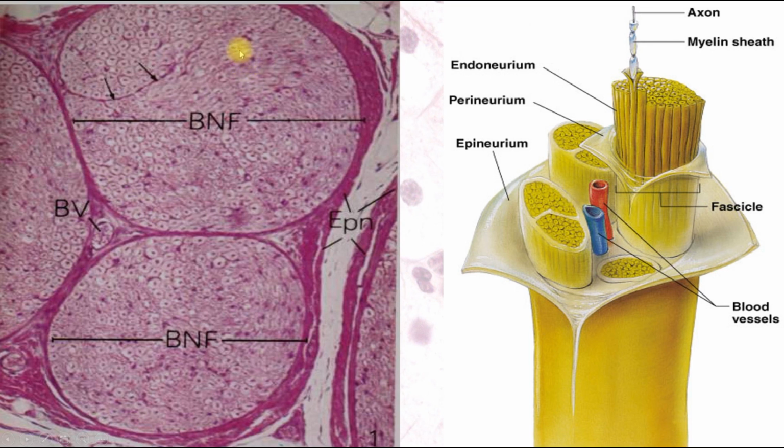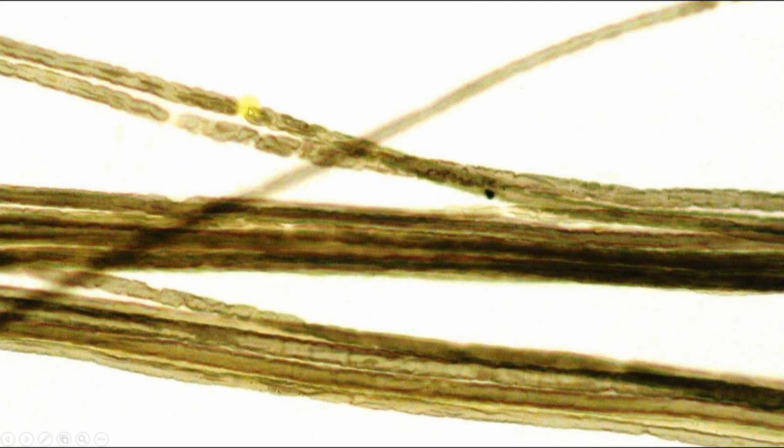Between them there are layers of endoneurium. The bundle is covered with perineurium, and the entire nerve is covered with epineurium, as well as muscles. If you remember, there was endomysium, perimysium, epimysium. Almost the same names are present in the nerves. It's easy to remember. And here we can see nerve fibers.